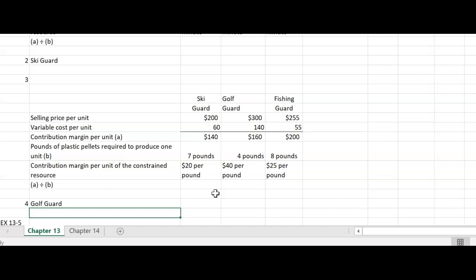Now the calculation for the Golf Guard: the contribution margin is 160, and the number of pounds used is 4. So the contribution margin is $40 per pound. The Fishing Guard is 200 divided by 8 pounds, which gives us $25 per pound. What product offers the most profitable use of the plastic pellets? In that case, it is the Golf Guard, because it has the highest contribution margin per pound of plastic pellets used.